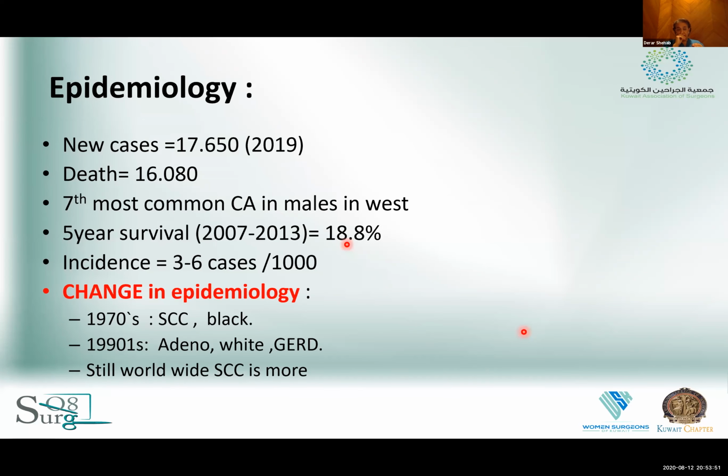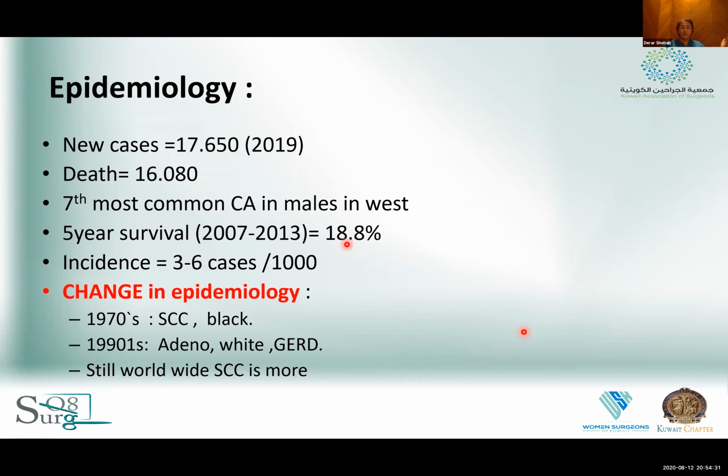In the 1990s, we noticed a shift in the epidemiology. At the beginning, in the 1970s, the tumor was mainly squamous cell carcinoma affecting Black people, and I'm talking about Western countries here. But in the 1990s and on, the cancer became more adenocarcinoma, increasing in parallel with increasing GERD and obesity. But worldwide, squamous cell carcinoma is still the number one cancer.